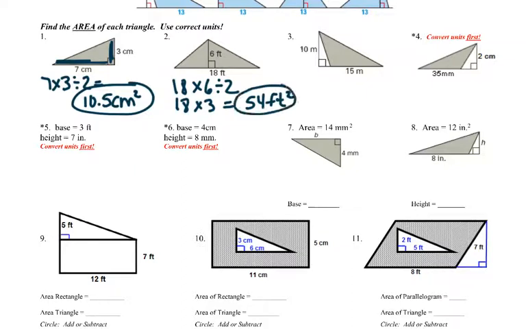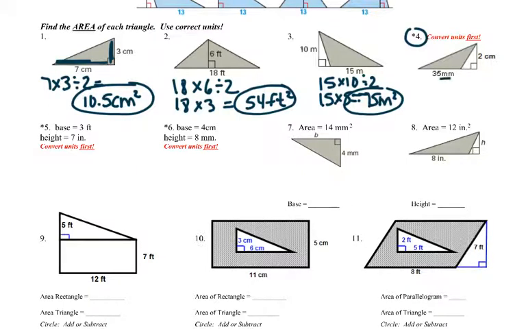You don't even have to have it in that order, like 15 times 10 divided by 2 would be 15 times 5 or 75 meters squared. So those first 3 are pretty straightforward. Then it's going to get a little bit harder here. You got to convert the units.